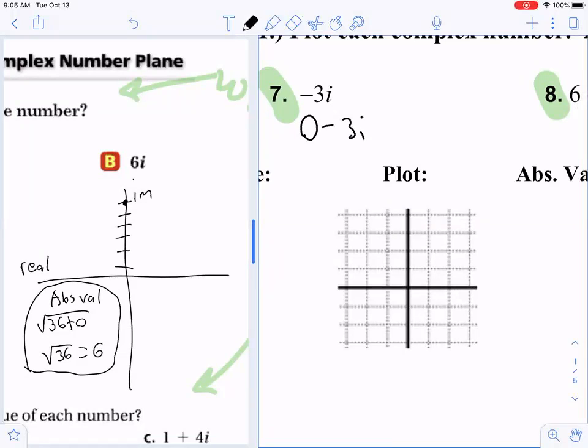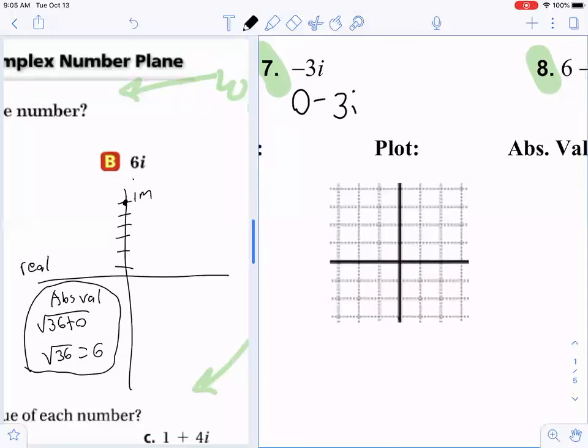Okay. So since the real part is 0, you go over 0, and then on your imaginary axis, you go down 3. So where would the point be? That is correct. That's it. That's all there is for the plot.